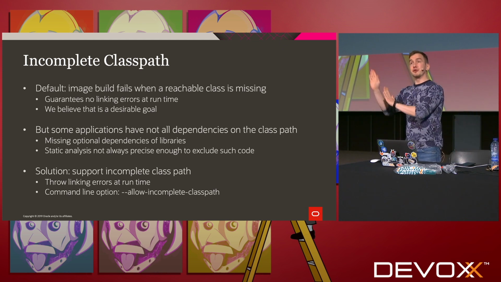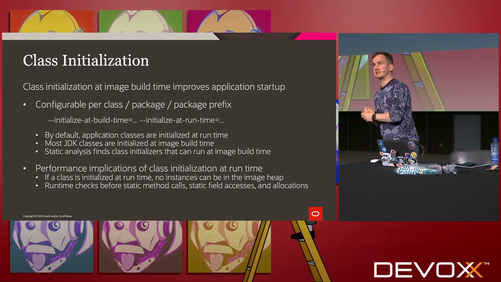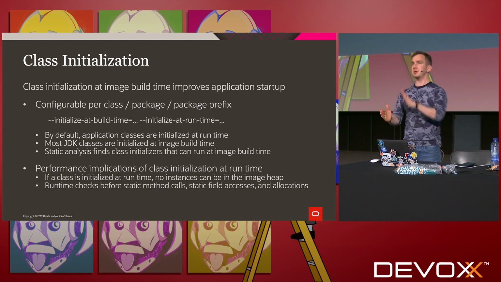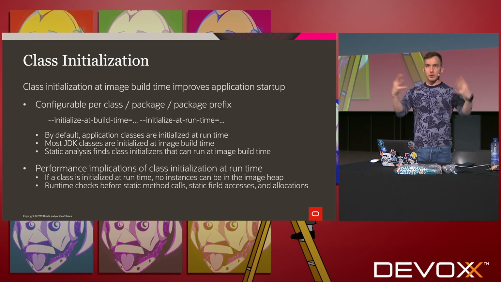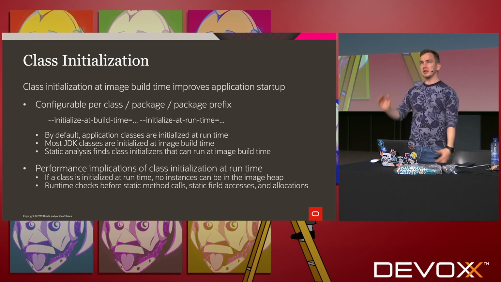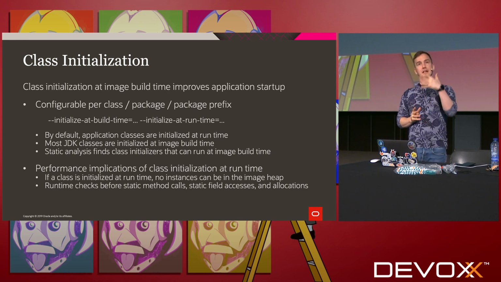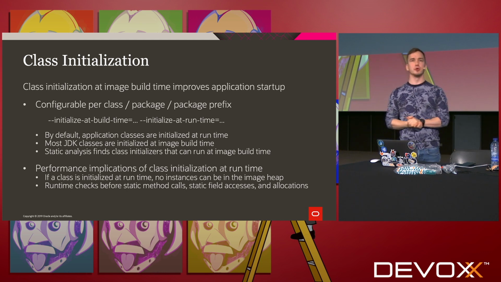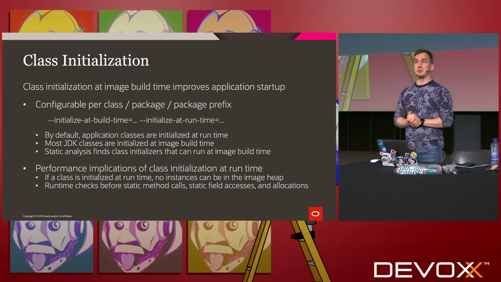Another thing that we can defer to runtime is the class initialization. So I said that we can control when we initialize classes. Sometimes we can initialize them at build time, and we do that for the JDK classes by default. We know them, we've seen them, and we can initialize them during the native image build time. And classes of your applications are by default deferred with the initialization until runtime.